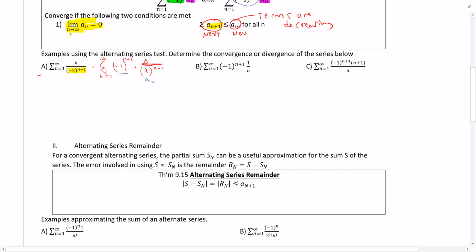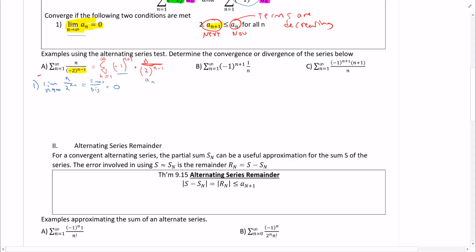And so we need to check two things. Does the limit of a_n equal 0? So let's check that first. First condition, does the limit as n goes to infinity of n over 2 to the n minus 1 equal 0? Well, the top piece is linear, the bottom piece is exponential. Exponentials always grow faster, so this is going to be kind of like small over big, which is going to go to 0. Exponentials grow much faster than linear.